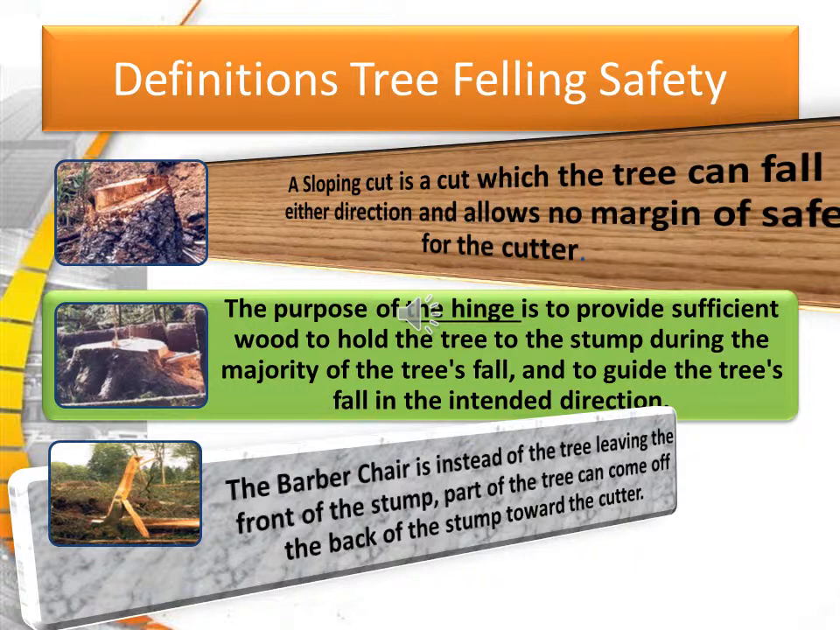The sloping cut is a cut in which a tree can fall in either direction and allows no margin of safety for the cutter. The purpose of the hinge is to provide sufficient wood to hold the tree to the stump during the majority of the tree's fall and to guide the tree's fall in the intended direction. The barber chair is when, instead of the tree leaving the front of the stump, part of the tree can come off the back of the stump toward the cutter.